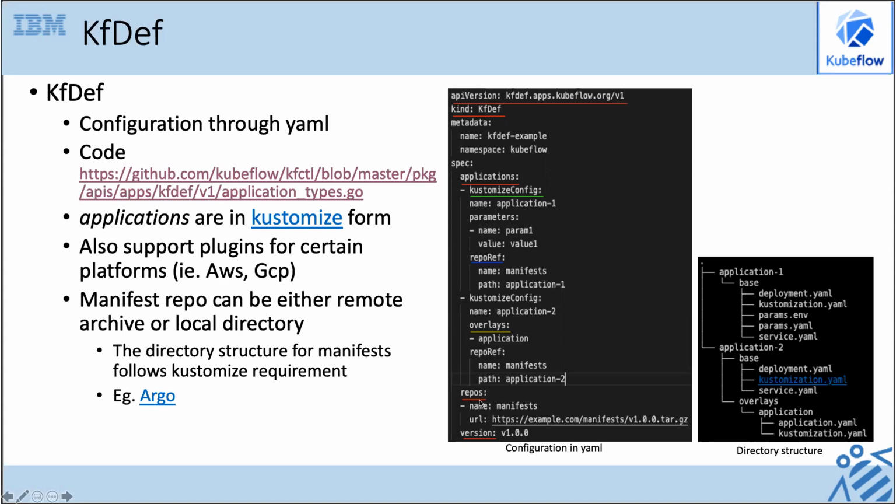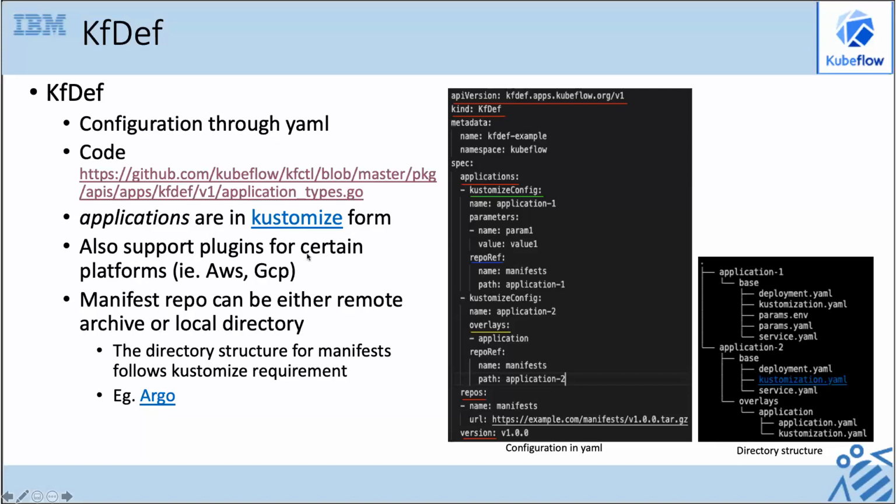KFDef also defines the repo, so where you're going to pick up the manifest, right? The repo reference says I have a manifest, and I want to pick up the resource YAML file from which path, which directory here, and from which manifest. You can use a URL, which is the HTTPS from GitHub, or you can use your local branches, or even your local directory, all possible. And then you can provide a version here, right?